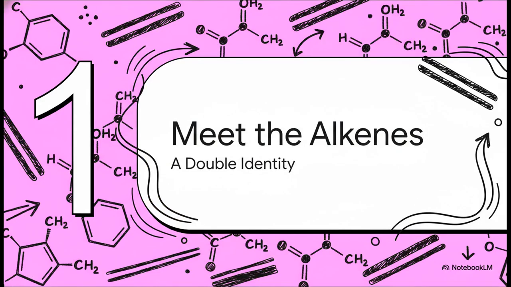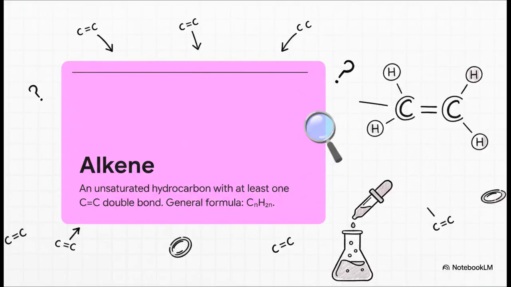Okay, so let's get properly introduced. It's time to meet the alkenes. What exactly is it that makes an alkene an alkene? All right, here's the official breakdown. An alkene is what we call an unsaturated hydrocarbon. And the key thing is that it has at least one of those carbon-carbon double bonds.